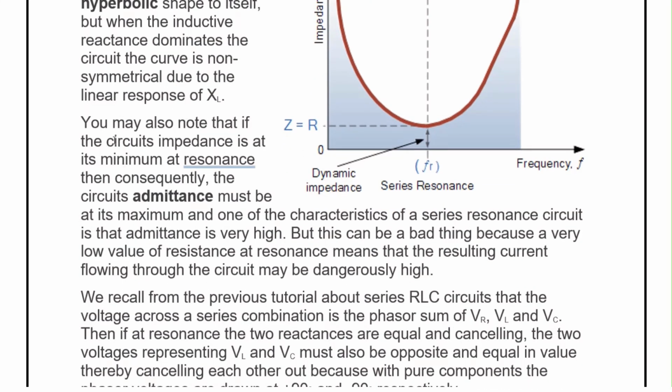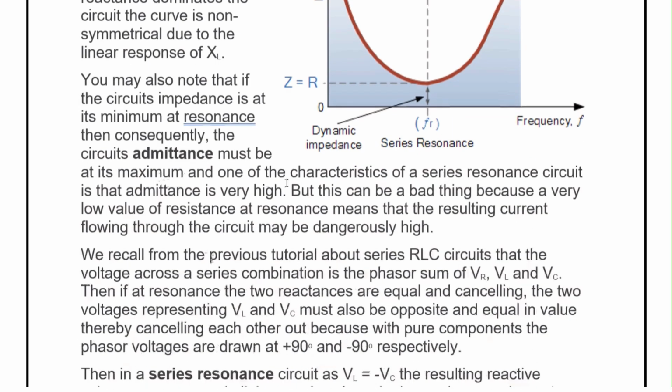You may also note that if the circuit impedance is at the minimum value at the resonance, then consequently the circuit admittance will be maximum. Because admittance is the inverse of your impedance. So when your impedance is going to the lowest value, your admittance is going to the highest value. That's the maximum value. Okay, and one of the characteristics of the series resonant circuit is that admittance is very high.